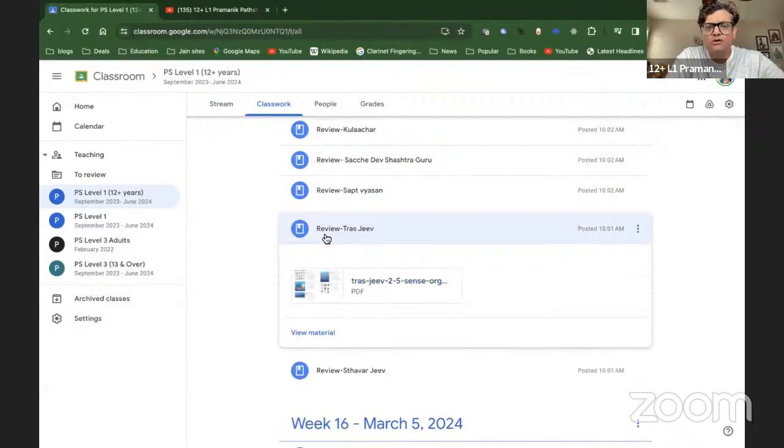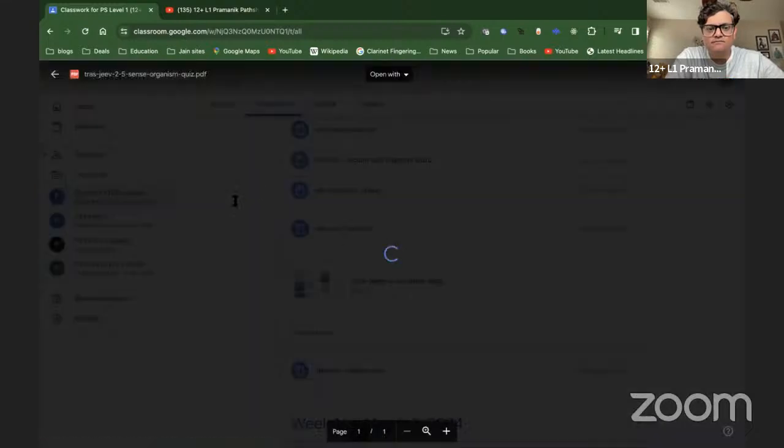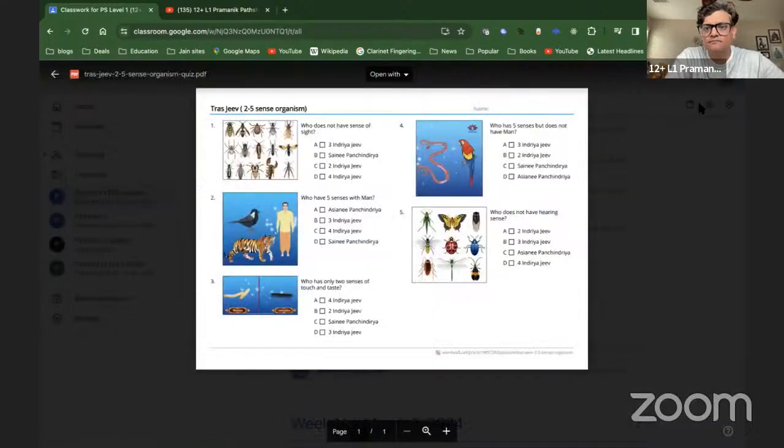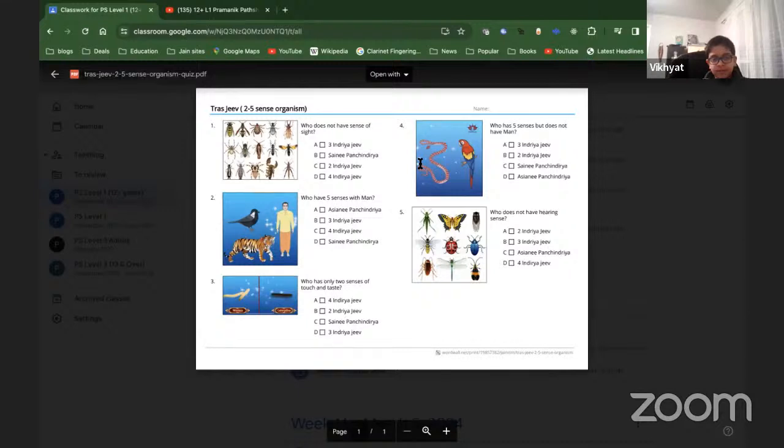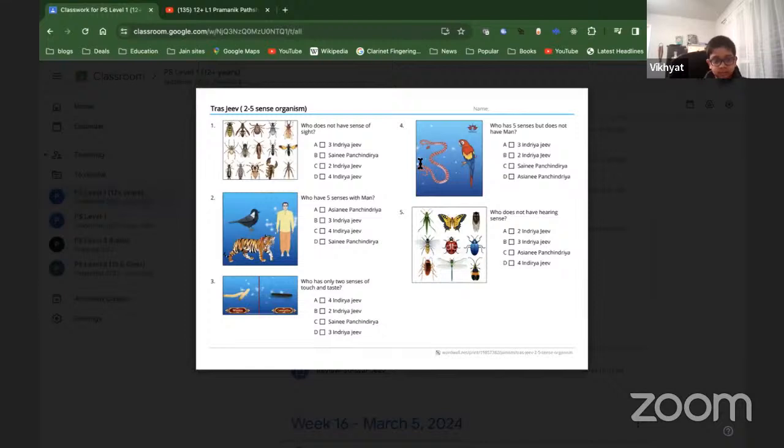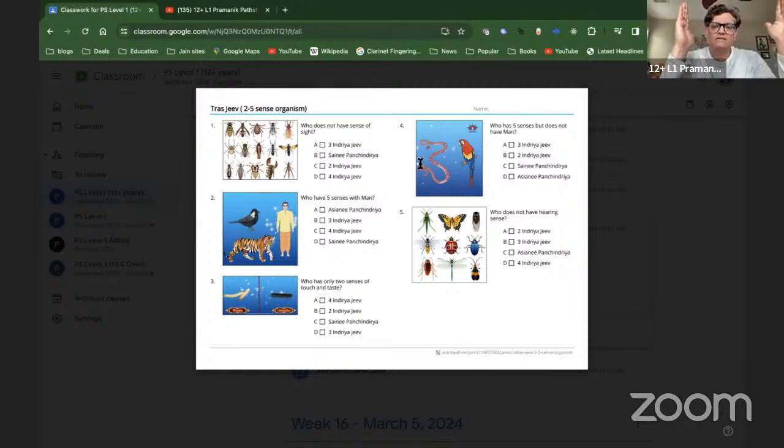Who is going to tell me what are Thrust Jeeves? They have five senses. Actually, they could have two to five senses, है ना? तो देखो, वन सेंस ऑर्गेनिजम्स को हमने असाइड कर लिया, उनको हमने स्थावर जीव बोला, करेक्ट? Right, Vikhyat? So left over are two sense organisms, three sense organisms, four sense organisms, and five sense organisms. They together are called Thrust Jeeves.